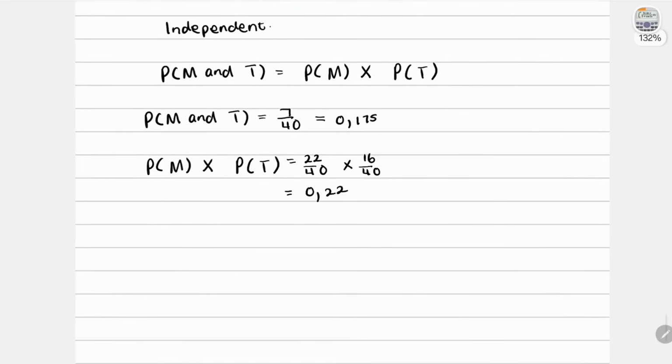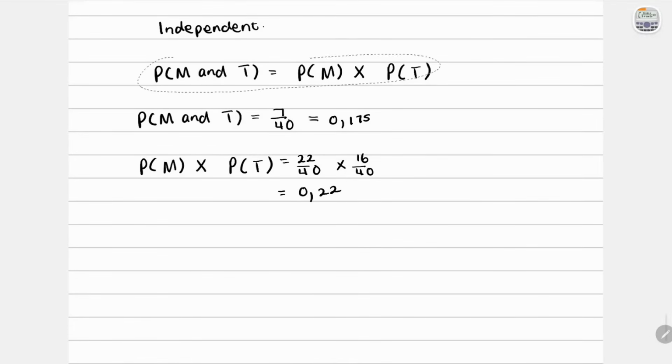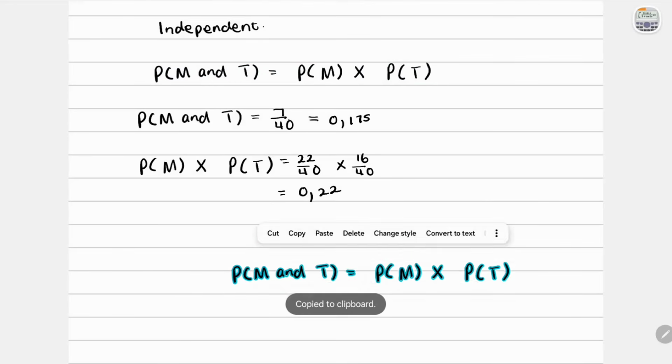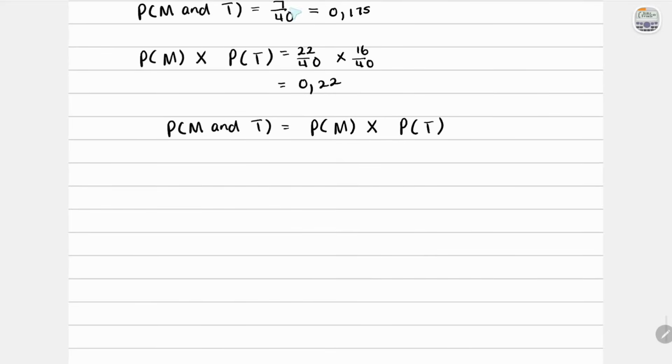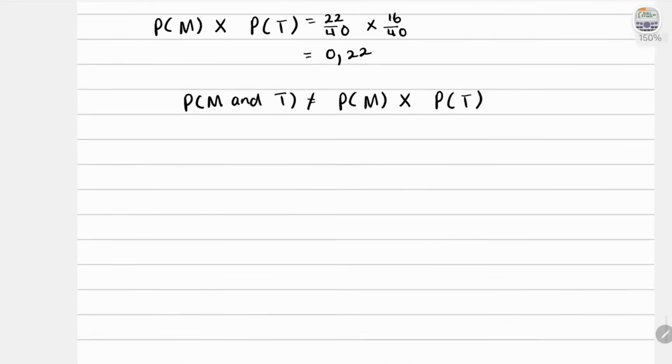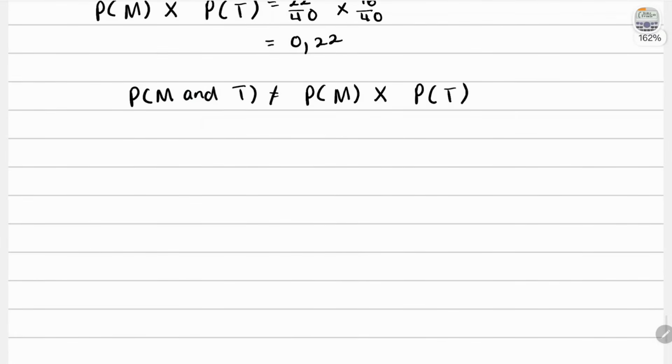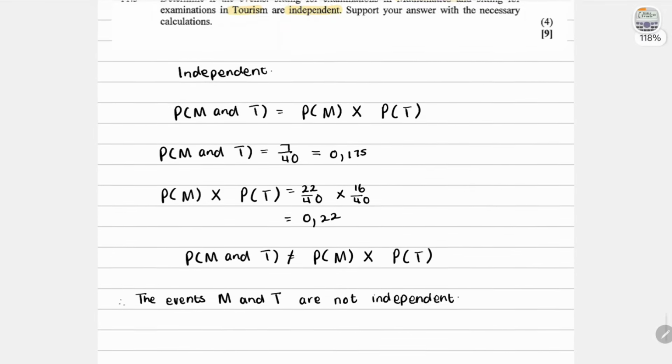So that would mean they are not equal. So we can actually tell these are not equal, and so therefore these events are not independent. Okay, so we can put a line through it here. It's not equal, therefore the events mathematics and tourism are not independent. And that is our answer.